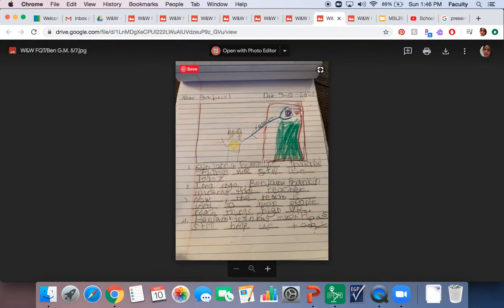Next up, we have Gabriel. Gabriel wrote, Benjamin Franklin invented things we still use today. And before I continue, Gabriel, I appreciate the lines, and I appreciate that you tried your best to use a finger of space. You see how now I can read each word clearly because I can see that each word has its own space. Awesome job, Gabriel. Long ago, Benjamin Franklin invented the reacher. Now, the reacher is used to help people reach things high up. Benjamin Franklin inventions still help us today.